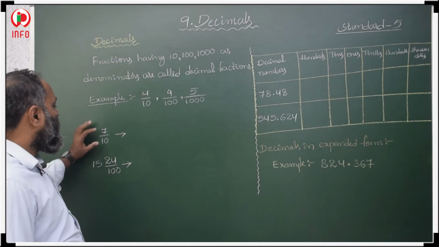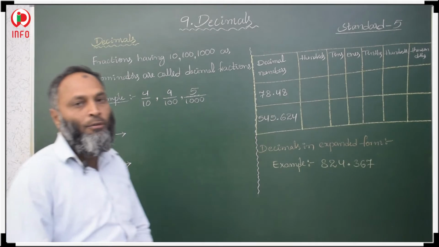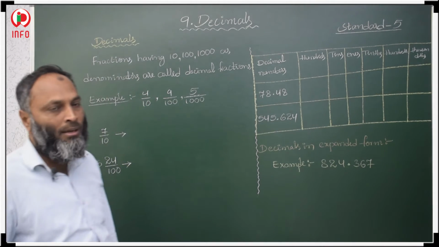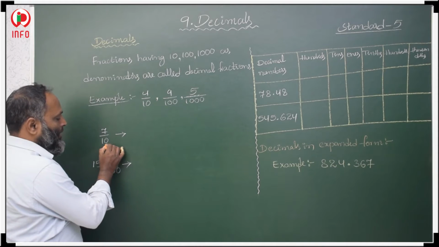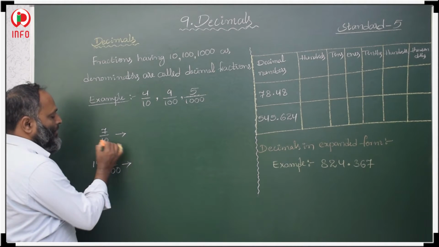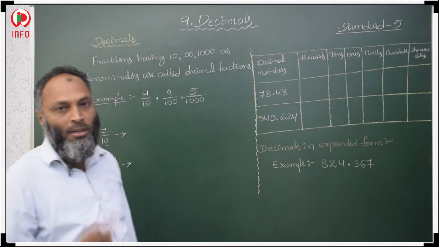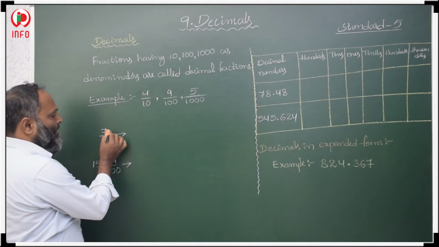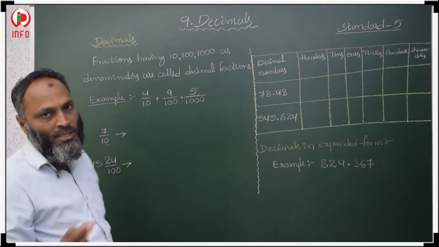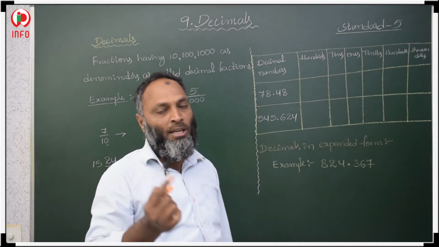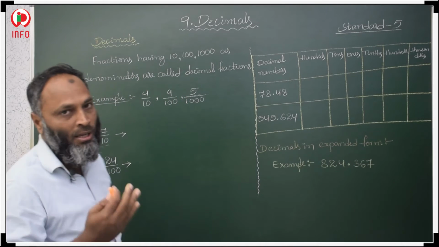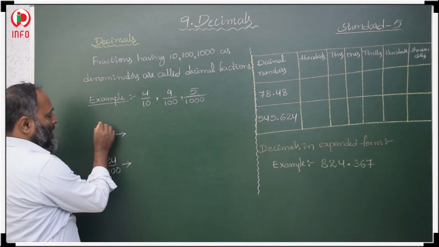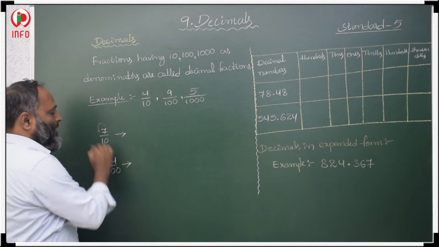See here, 7 by 10. How to convert this decimal fraction into a decimal number? Here, how many zeros are there in the denominator? In the denominator we have one 0. So, we have to keep a decimal after one place from right to left. After one place means after 7, since the numerator is 7.